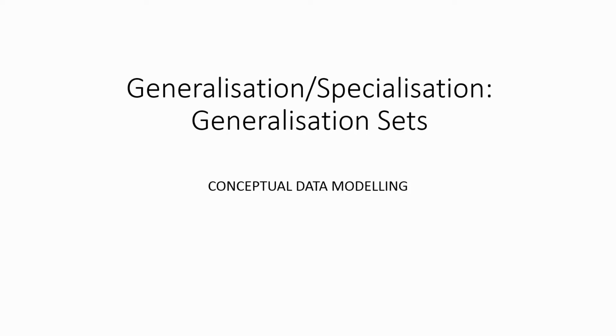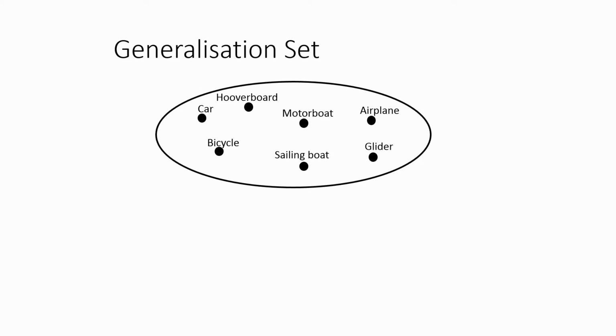In this presentation, we'll explain the concept of generalization set. Sometimes it's difficult to decide how to define the specializations of a supertype because different partitionings are possible. Take the example of vehicles.